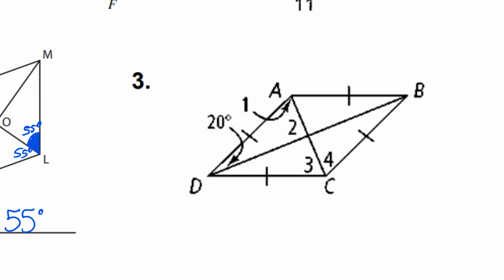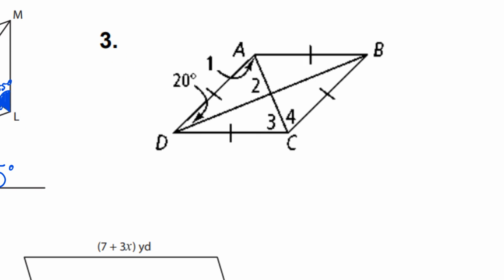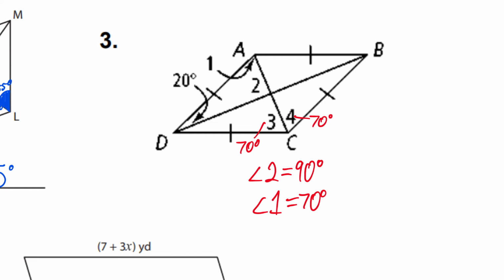Okay, on this one, first of all, how big is angle 2? 90. You know that because angle 2 is right here. In a rhombus, the angles in the middle, where the diagonals meet, are 90. Now, this angle's 90, this angle's 20. How am I going to find angle 1? Good. So 180 minus 90 minus 20. What does that give you? 70. Good. So angle 1 is 70, which means angle 3 is 70, and angle 4 is 70.